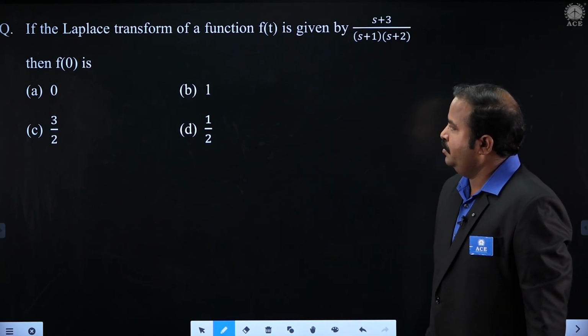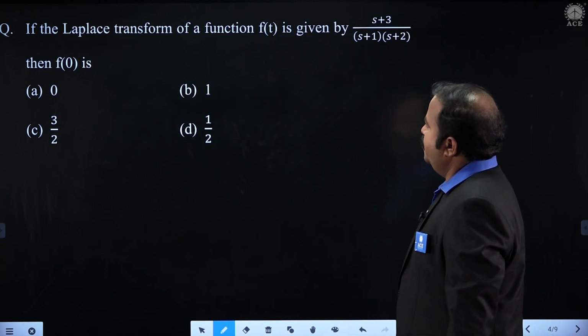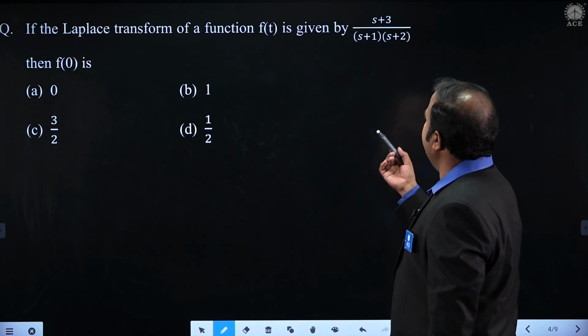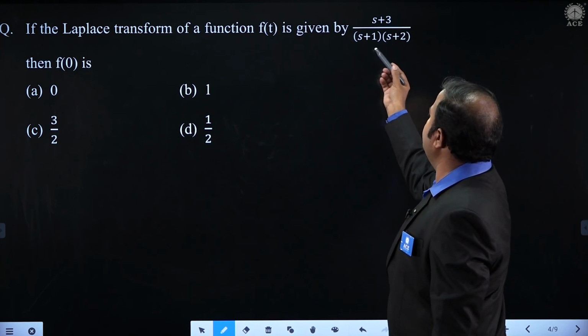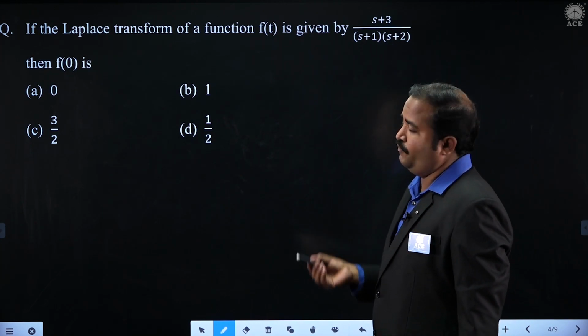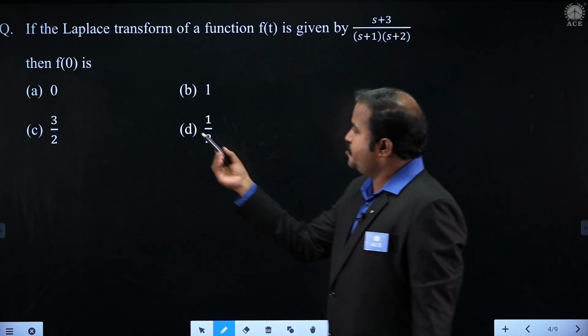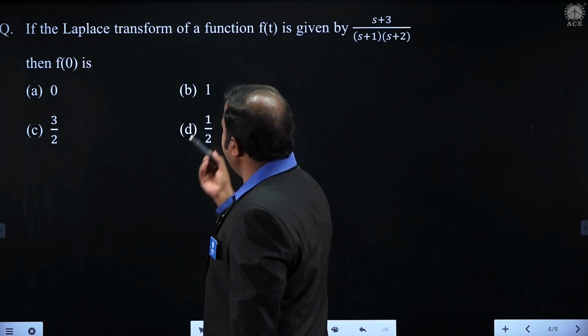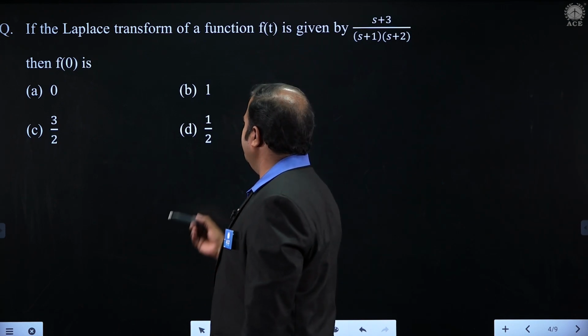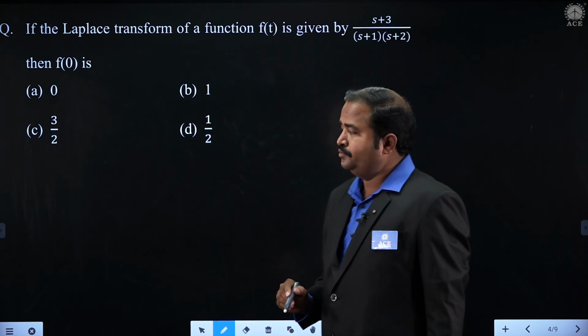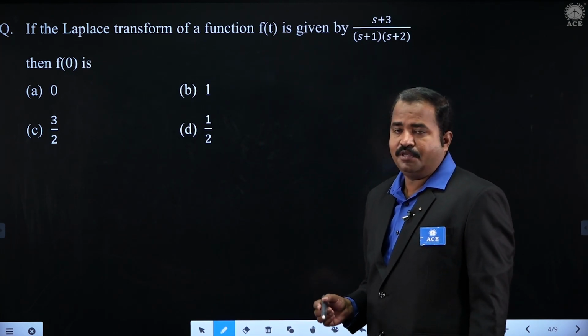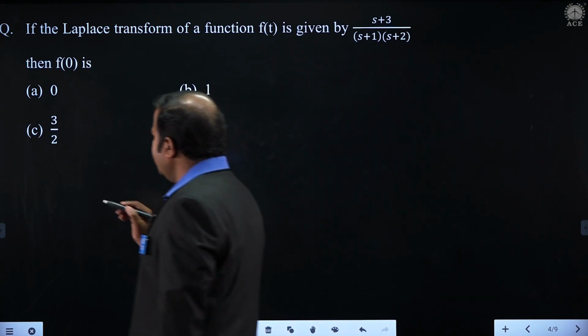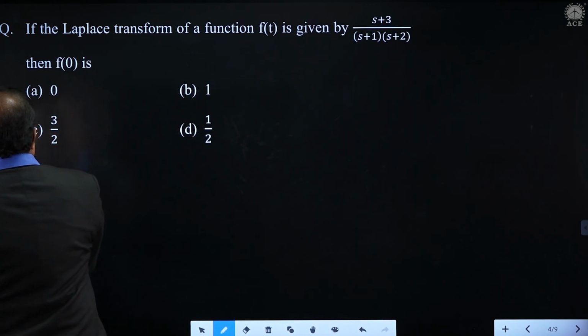Look at the question. If the Laplace transform of the function f of t is given by (s plus 3) by (s plus 1)(s plus 2), then f of 0 is: option A 0, option B 1, option C 3 by 2, option D 1 by 2. This is from Laplace transforms. Look at the solution.